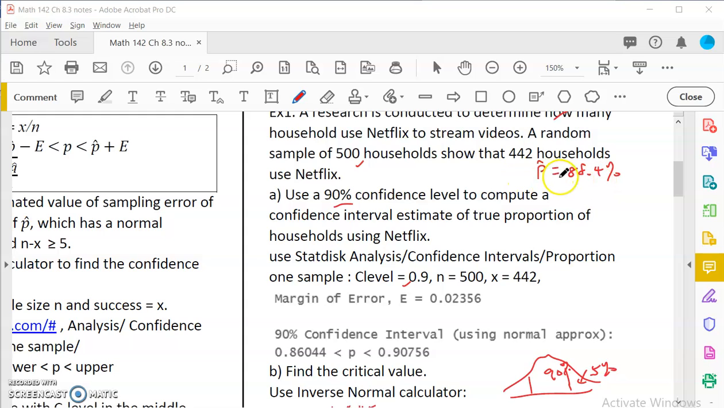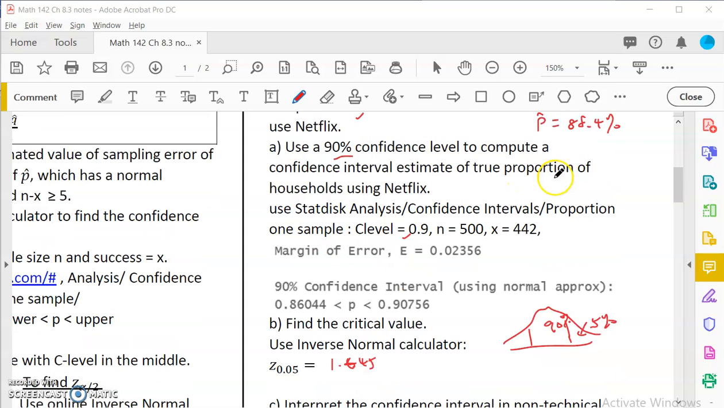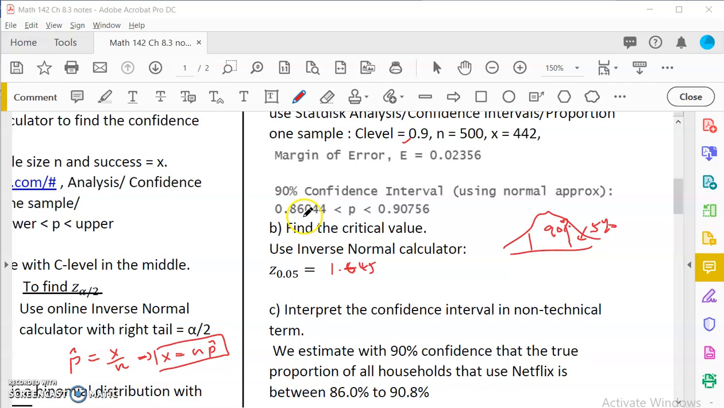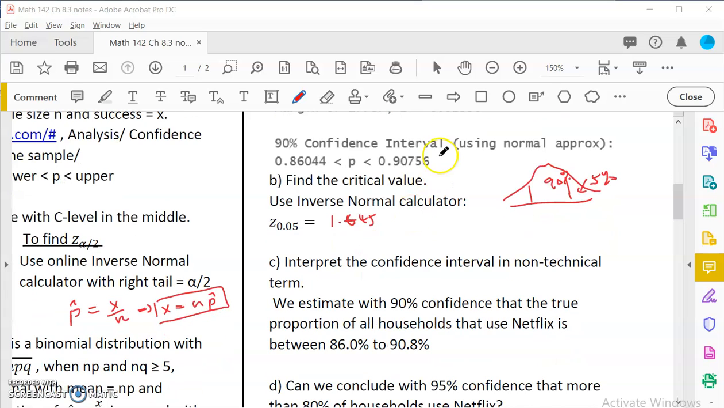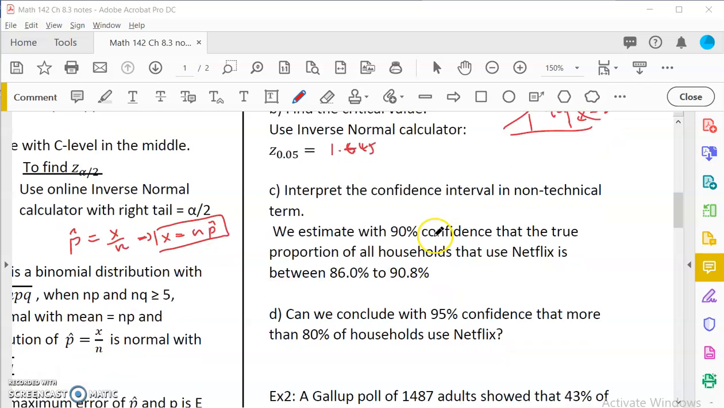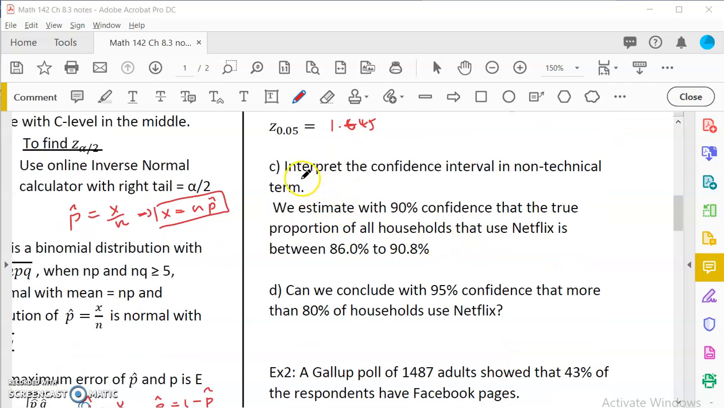But this does not represent the whole population. What is the population percentage? And then we use statistics and we find out that it could be as low as 86%. It could be as high as 90.7 or 90.8%. So usually we round to 3 decimal places, right? So we would want to do interpretation. Interpret the confidence interval in non-technical terms.